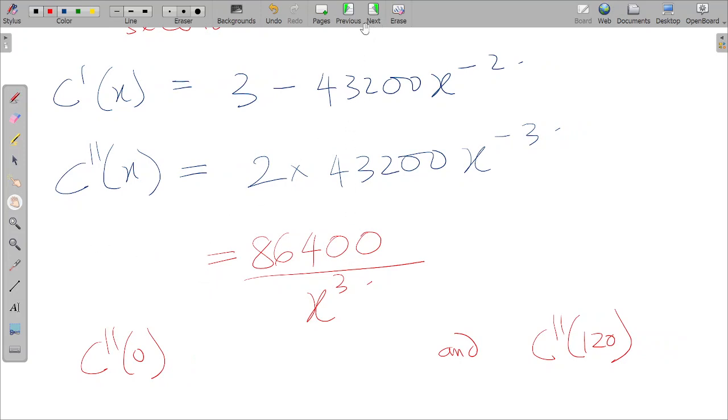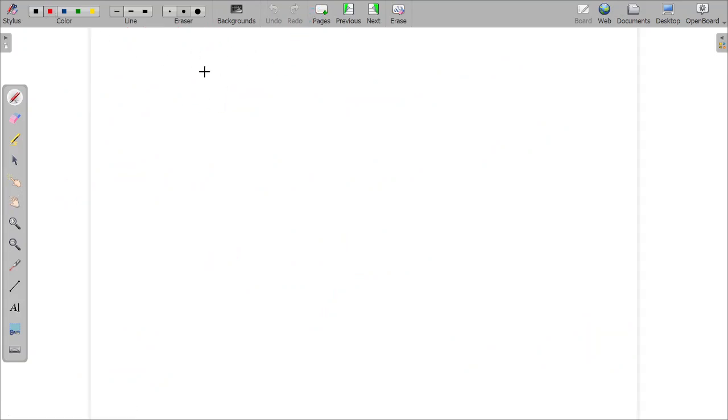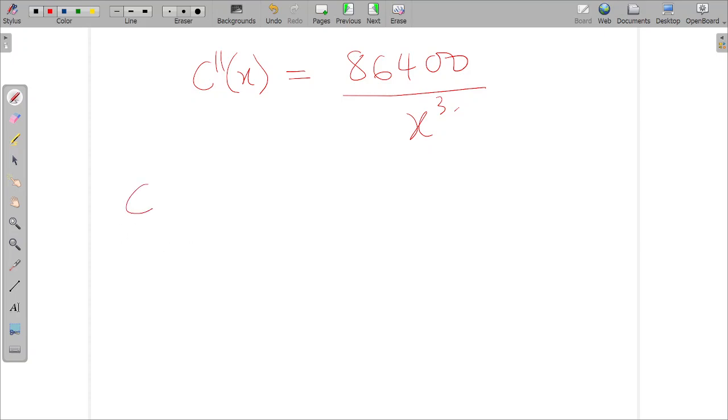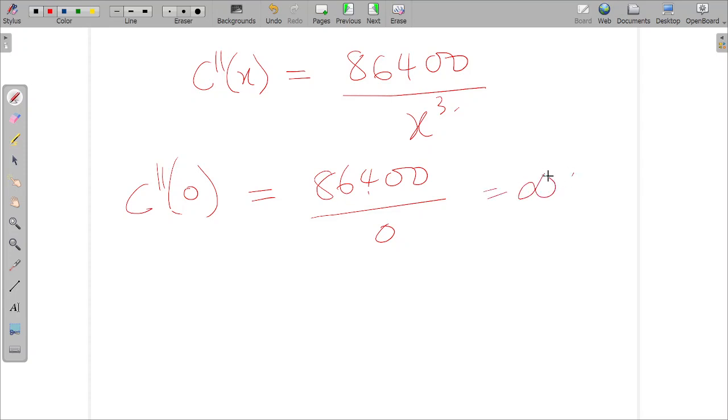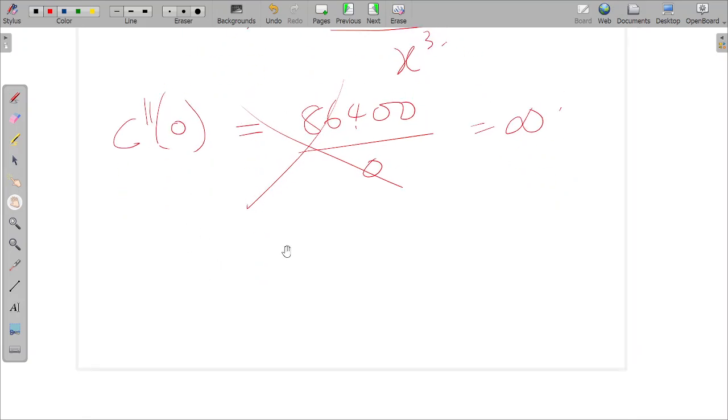Okay, let's go to another page. So we have that the second derivative is 86400 over x raised to power 3. Now we want to find this at 0. It is 86400 over 0. You see, this one will give us undefined. So 0 will not give us the value we want, so we don't count that one.